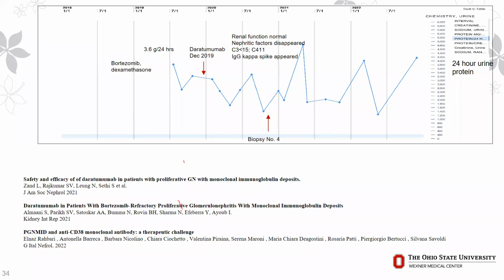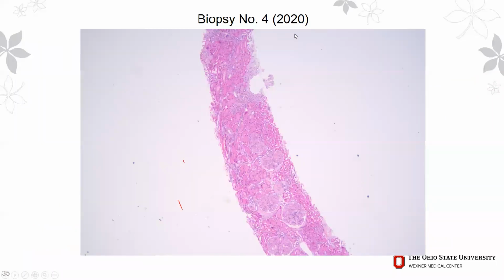But because of the proteinuria again going up and this new spike in the serum, she underwent a 4th biopsy at that point. And let's see what that showed. So this was in 2020.